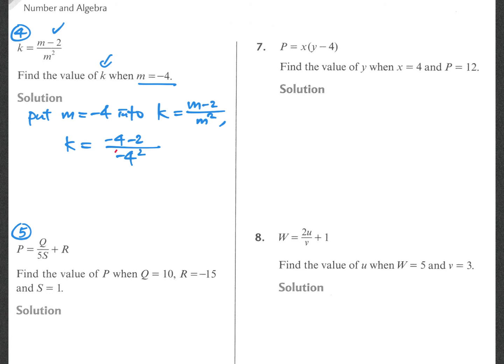Yes, very good. Do remember that minus 4 squared there should have brackets, because it means negative 4 multiplied by negative 4, which gives you 16. So when you use the calculator, you do remember to add the brackets in the calculator as well. Then you raise it to the power 2.